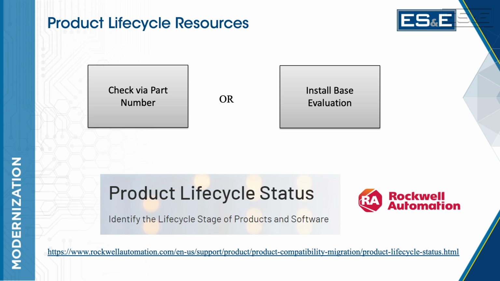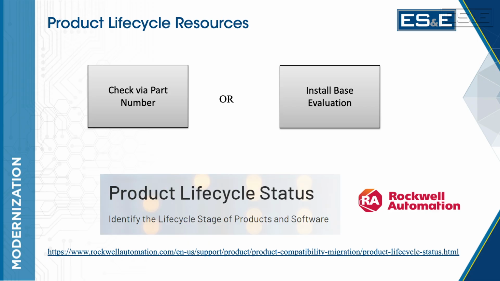Again, checking the part number, or we have things called IBEs. I think Jeff is talking about IBEs today. That's install-based evaluations. That's where they actually go and look and put their hands on every panel, open it up, and do a physical inventory of what you have. And that's very important because there's a lot of information in there. And again, I'll let Jeff talk about that.